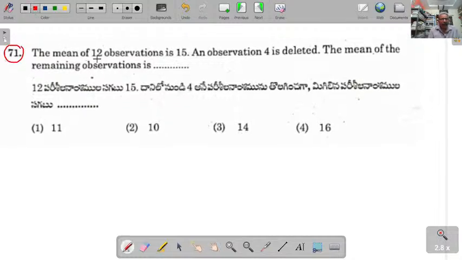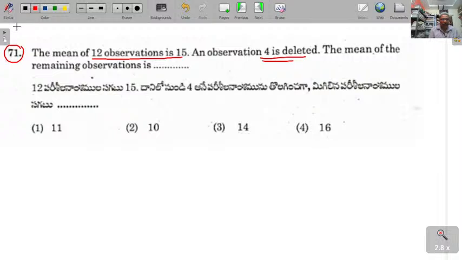71st question. The mean of 12 observations is 15. An observation 4 is deleted. Then the mean of the remaining observations we need to find out. So how to find out? First, find the sum of observations. Sum of observations is equal to number of observations into mean.